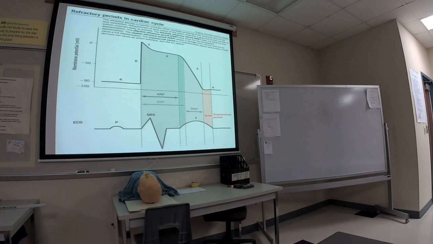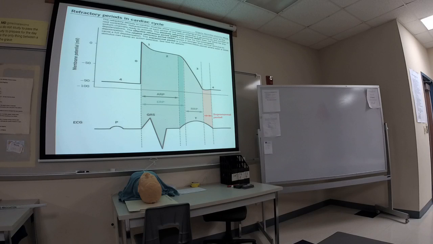Okay? Then you have the ERP, may allow some depolarization. And then relative refractory period allows a stronger than normal stimulus, like defibrillation or like a synchronized cardioversion of some sort. Okay, and we'll get into that later. We're just picking up definitions now.